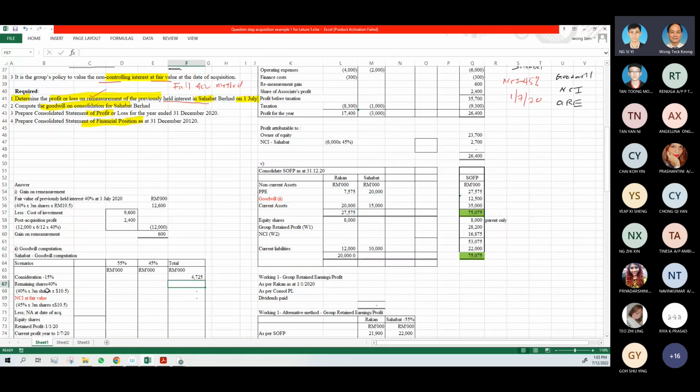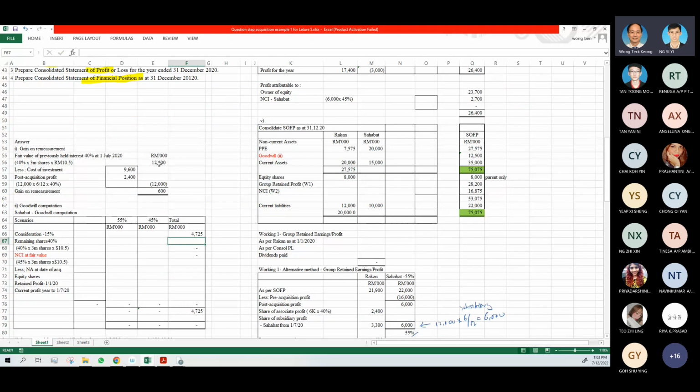So your remaining share at fair value, I already computed, 12,600. So NCI at fair value means at $10.50. So 3 million shares times NCI own 25%. Okay. Then at fair value, $10.50. Up to here can follow? Give time for you to digest.